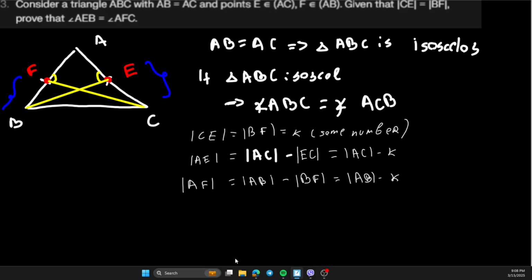So look what I want to do right now. I want to show that not only BF equals AC, but also AF equals AE. Okay? So you know that AB equals AC, it's an isosceles triangle property, right? That means AE is going to be equal to, we proved, AC minus K, and can also be equal to AB minus K, which is our AF.